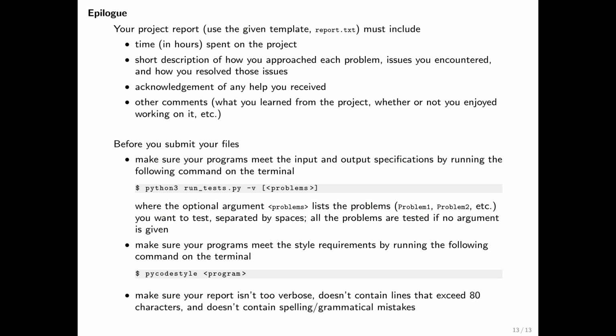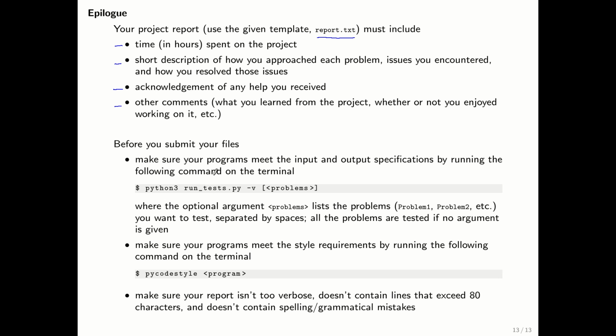Now remember to write your report for the project using the supplied template, report.txt, and then be sure to include the time that you spent on the project. Provide a short description of how you approached each problem, along with any issues that you ran into and how you resolved those issues. If you received help from anyone, acknowledge that in your report. Also feel free to include other comments, such as what you got out of this project, whether or not you enjoyed doing it, and so on and so forth.